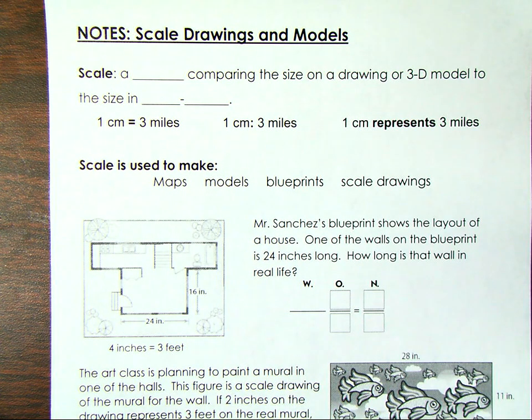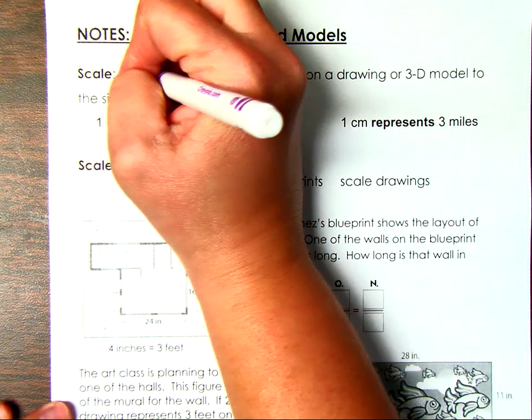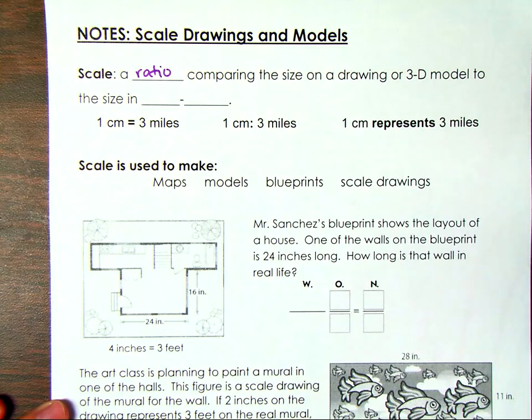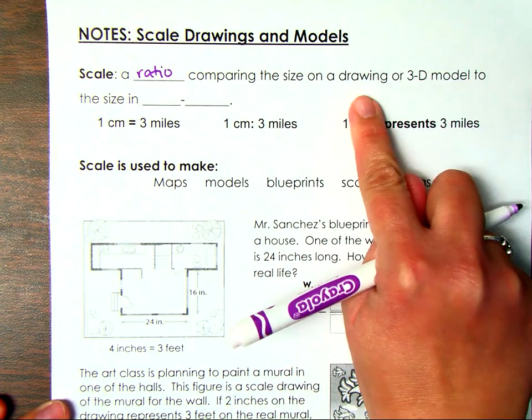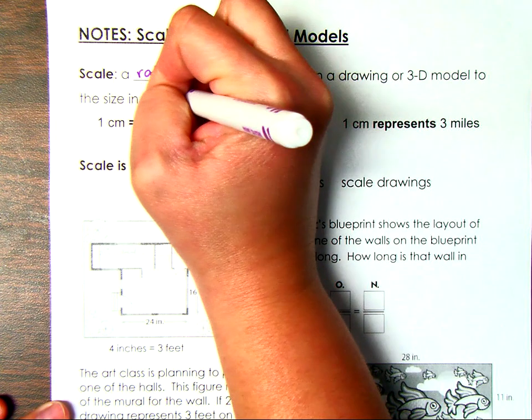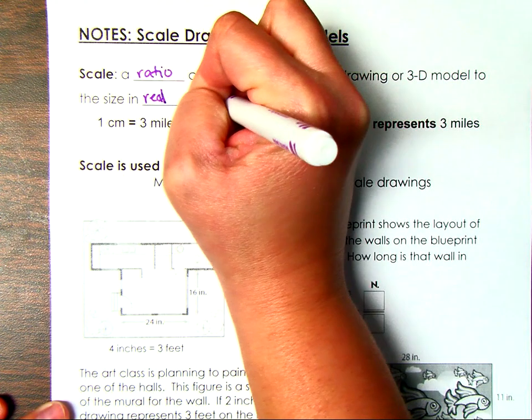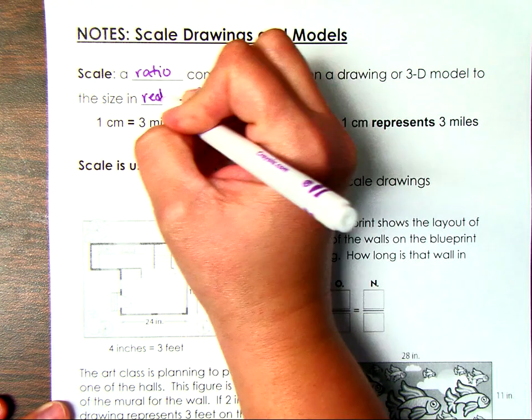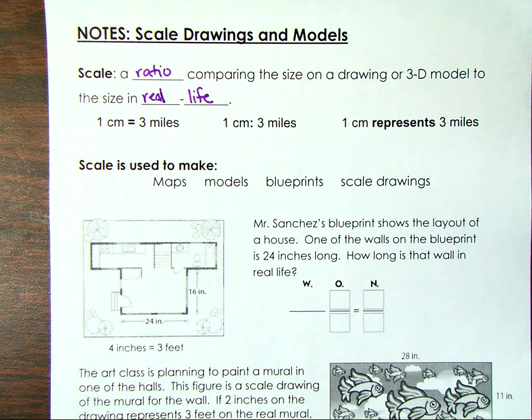So let's start with the definition. A scale is a ratio comparing the size on a drawing or a 3D model to the size in real life. So in real life. There's a couple of ways that we could actually represent this scale.